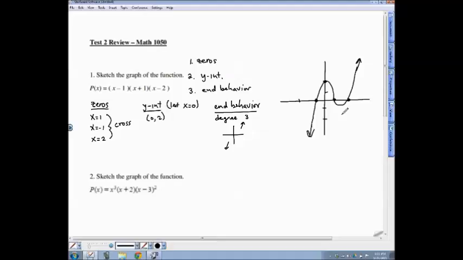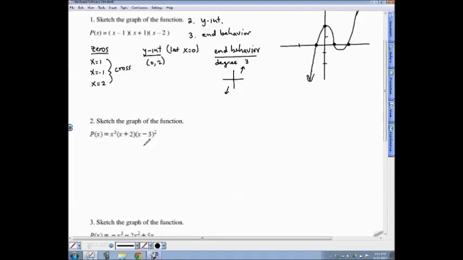Now, what you got to realize on the exam, if this were a multiple choice question, then you wouldn't actually be graphing this from scratch. You'd be choosing the correct graph from a choice of 4. So what you would want to look for is a graph that has the correct zeros, the correct y-intercept, and the correct end behavior.